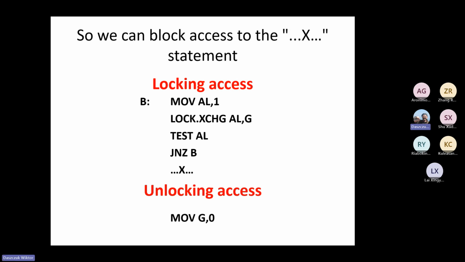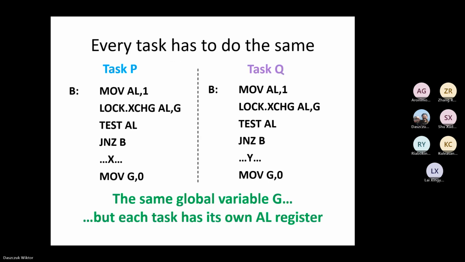So this sequence of operations is locking access to the critical section, and this is unlocking access to the critical section. Just moving 0 to G. And of course, two programs that want to cooperate must have a similar sequence of operations. X and Y are instructions in the critical section, but they are both preceded by locking the critical section on the same variable G.